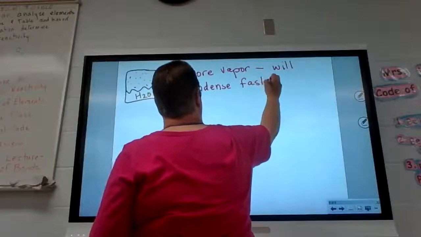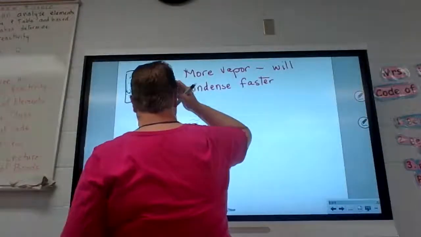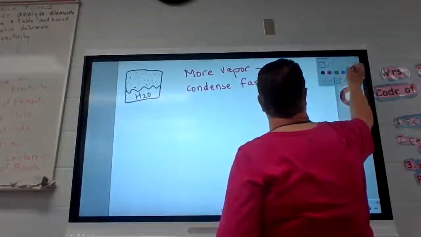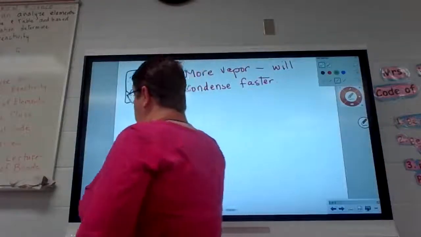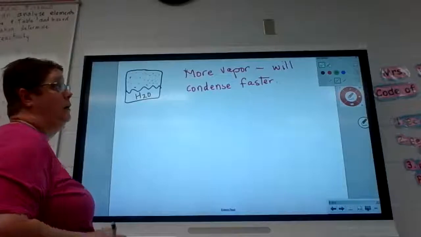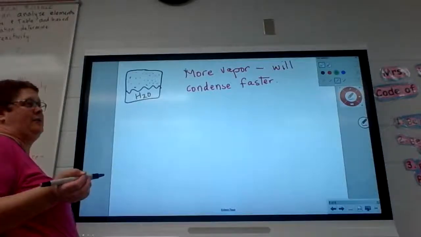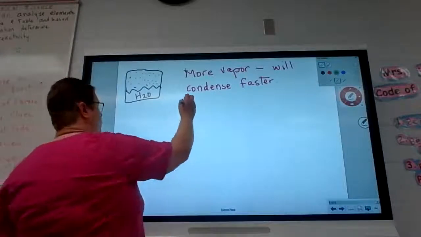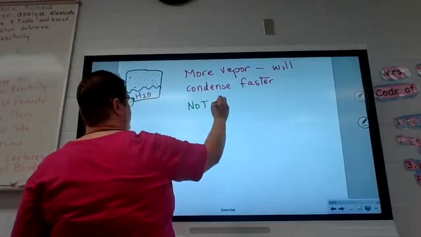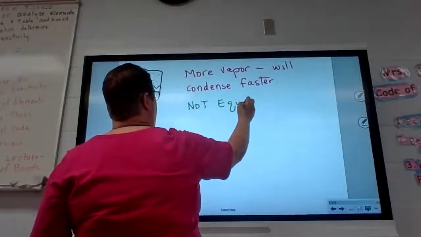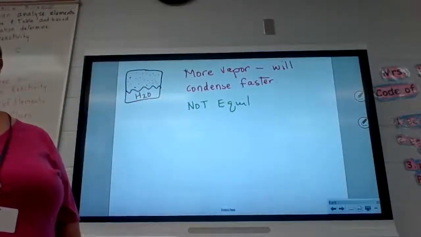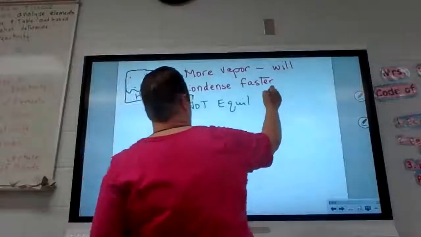What's the next question? Hold on. Y'all better not answer. I got it. Now, if we condense faster, are we in equilibrium yet? No. We know we're not at equilibrium yet because did it tell us the rates were equal? No. Okay?